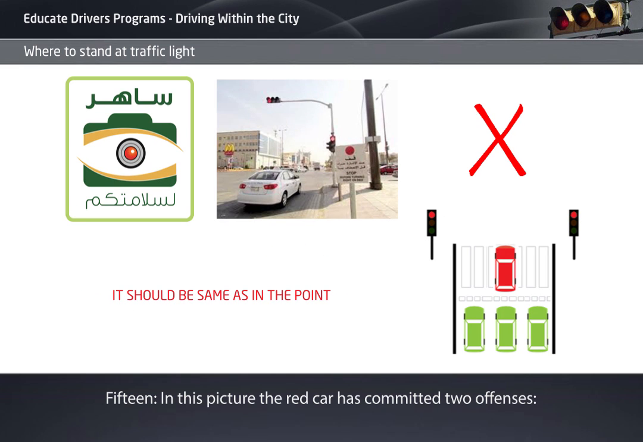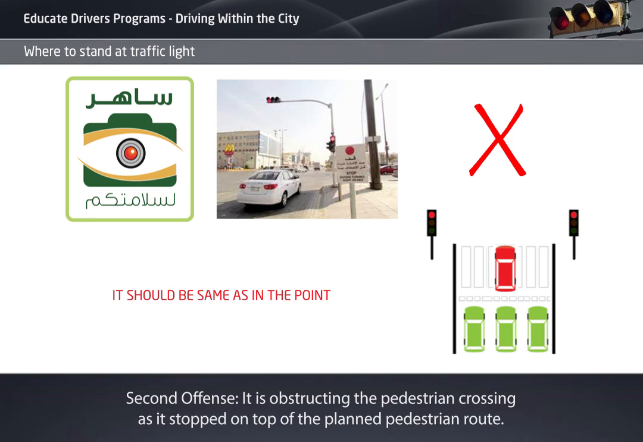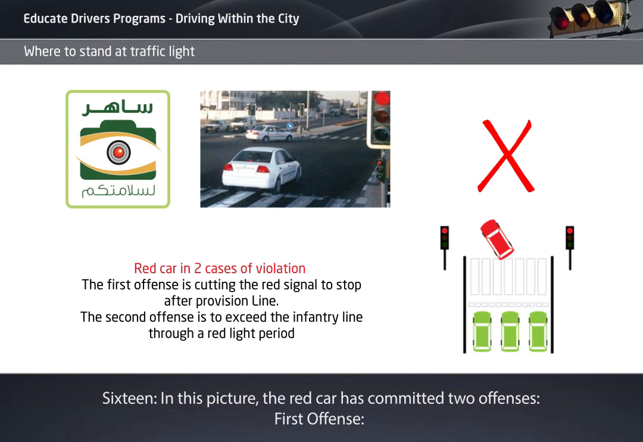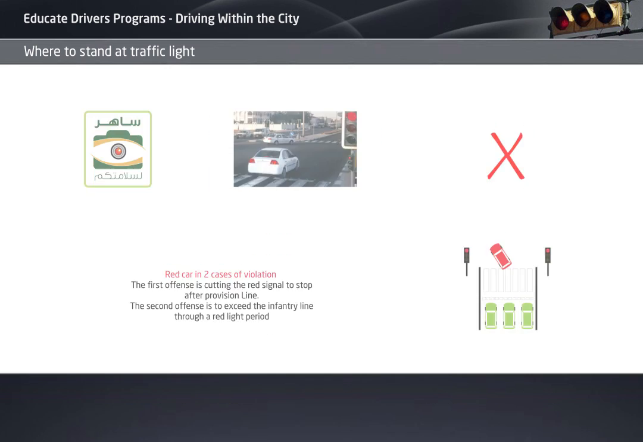Fifteenth, in this picture, the red car has committed two offenses. First offense, it crossed at a red signal and stopped beyond the allocated stop line. Second offense, it is obstructing the pedestrian crossing as it stopped on top of the planned pedestrian route. 16th. In this picture, the red car has committed two offenses. First offense, it crossed at a red signal and stopped beyond the allocated stop line. Second offense, it overpassed the pedestrian line during a red signal.